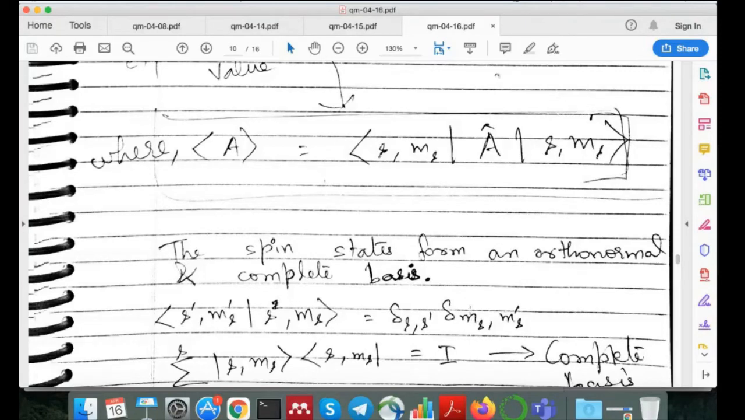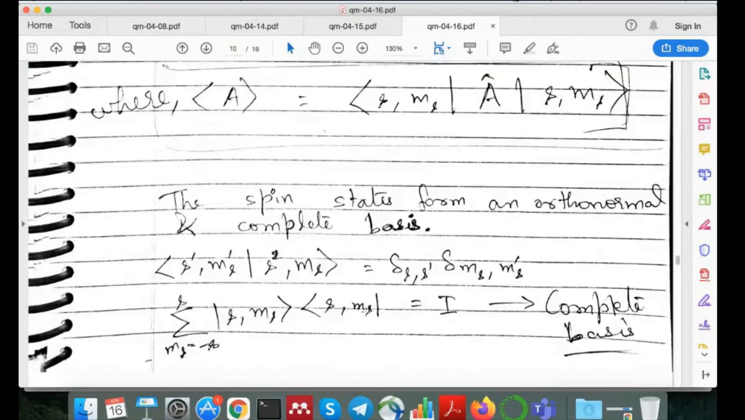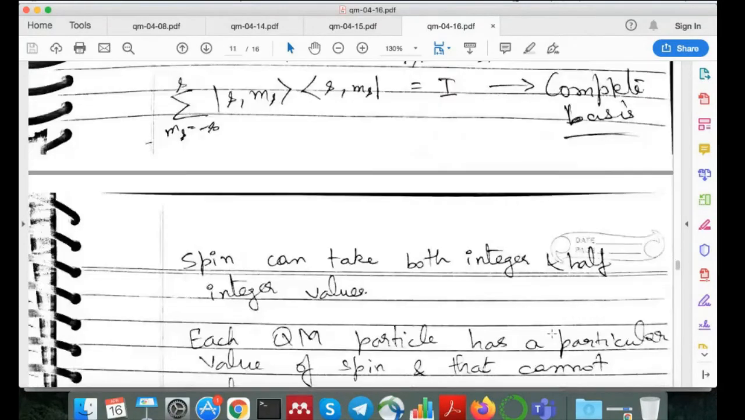Dirac delta, a Kronecker delta function. And then it also forms a complete basis. So what do you mean by complete basis? If ms goes from ms equal to minus s to s, and then you multiply ket with a bra, it will give you the identity matrix, right? So that is your I. So this forms a complete basis.